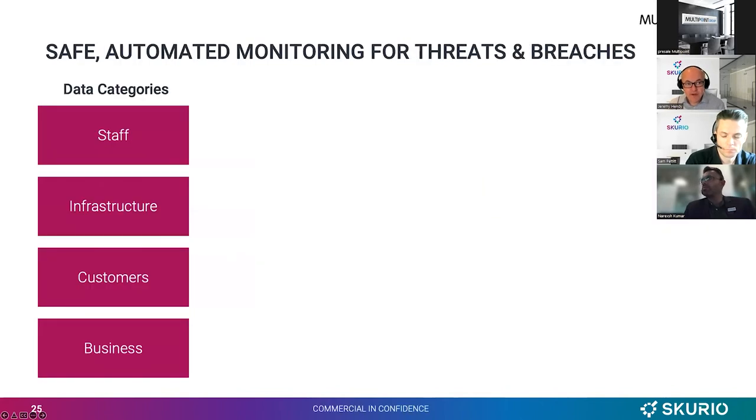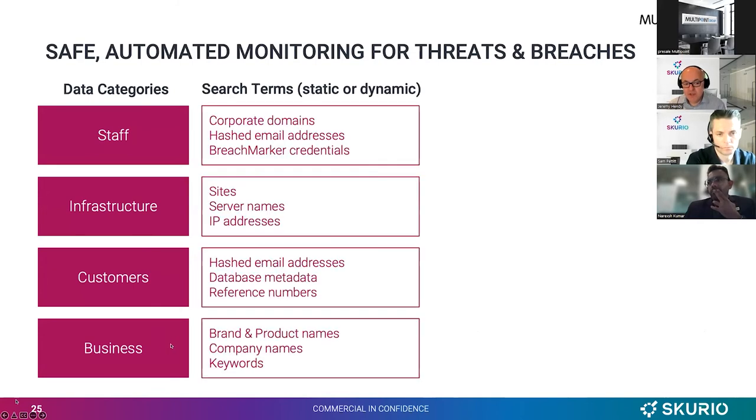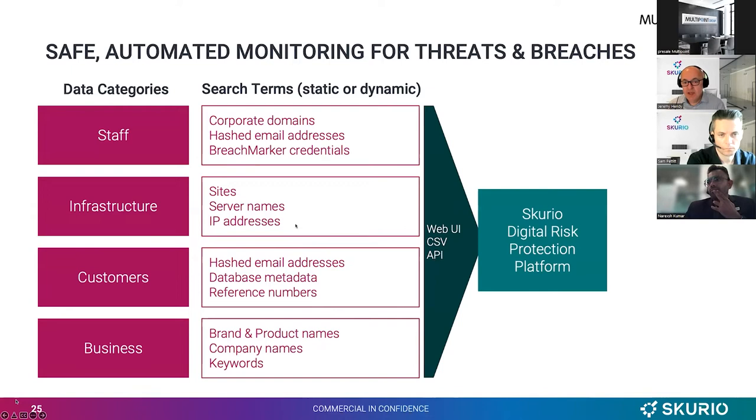So the way the Skurio platform covers this is, if you think about the categories of data you want to monitor for your business, so data about your staff, your infrastructure, your customers, and things that are sensitive to your business, what we're doing with the dark web monitoring is creating a set of search terms around that, which can be as simple as your company name, your corporate email domain, or things like field names, column names, database names that are in your sensitive data, your public IP addresses, your server names, your apps. And you put those into the digital risk protection platform.